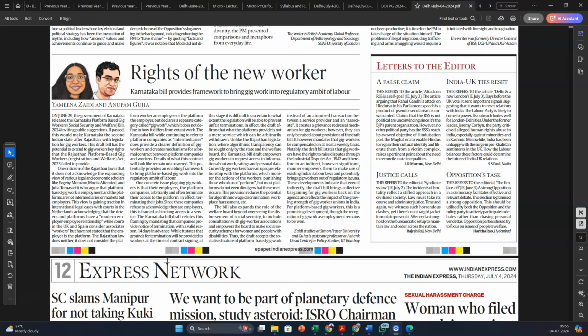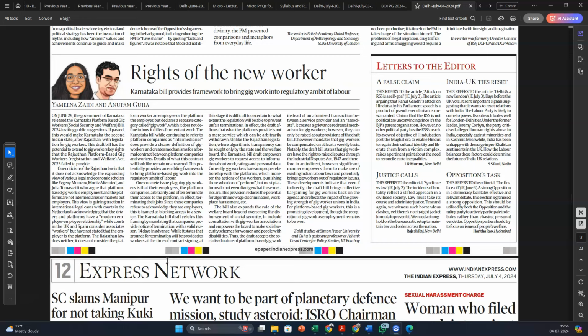Now, the Karnataka bill basically says that you have to give a 15-day notice before terminating anyone, and then you have to give all the data to the worker with respect to his work, for example his ratings and any other issue that needs to be done. So all this algorithmic transparency is required about the work, ratings, personal data. All of that should be available, and this algorithm should also be available with the workers and not just with the state. So this is another thing.